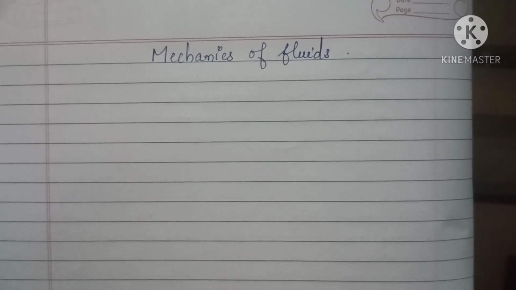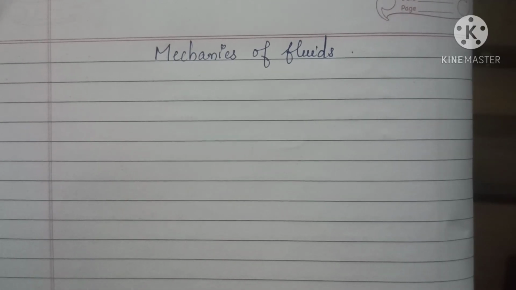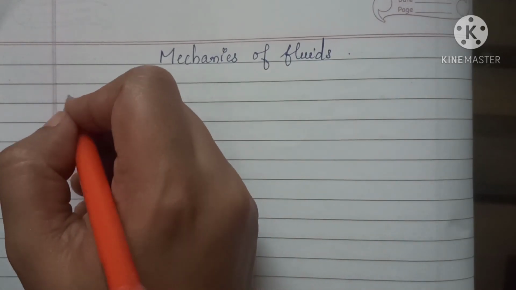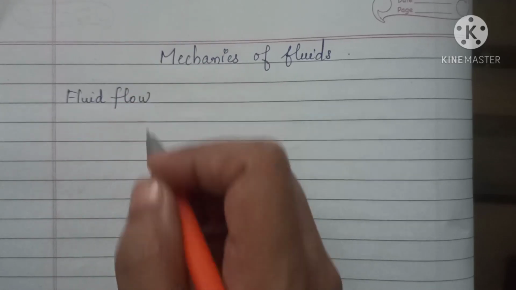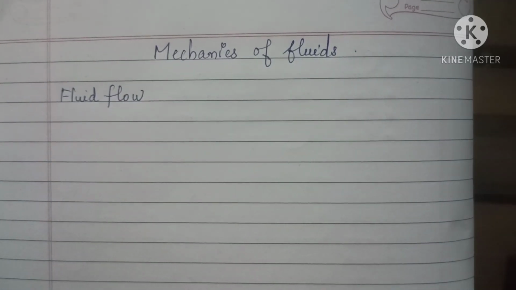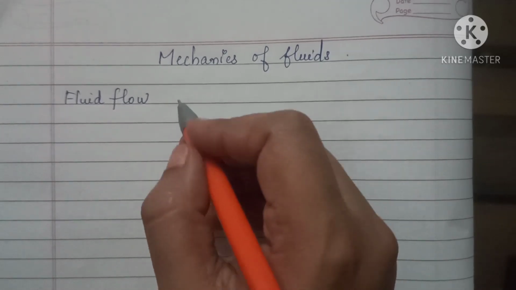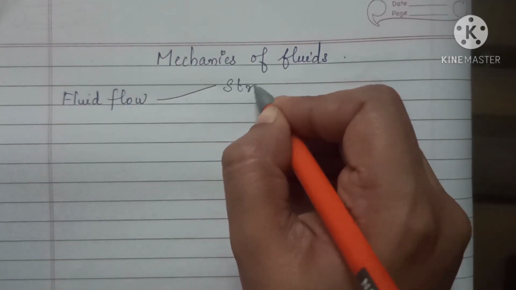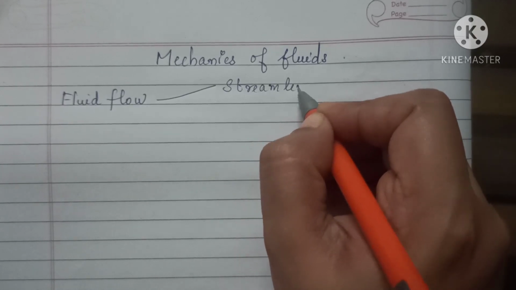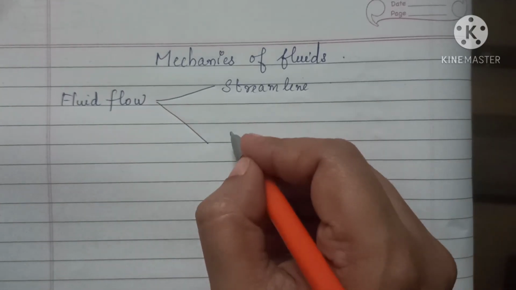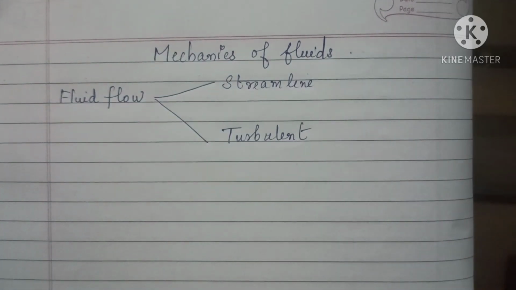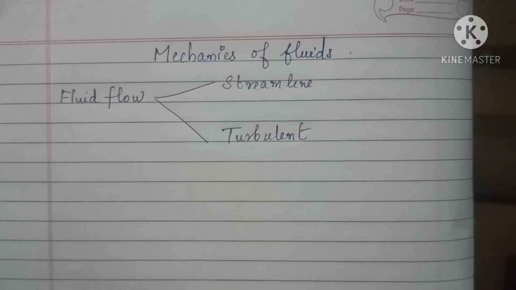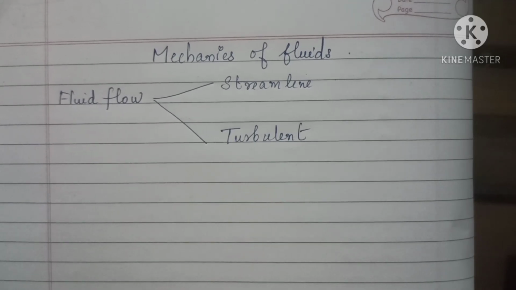Okay. So today our topic is fluid flow. Actually, there are two types of fluid flow. The first one is streamline flow, and the second one is turbulent flow. Now we will look into the details of streamline flow as well as turbulent flow.